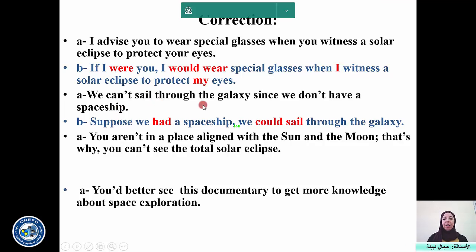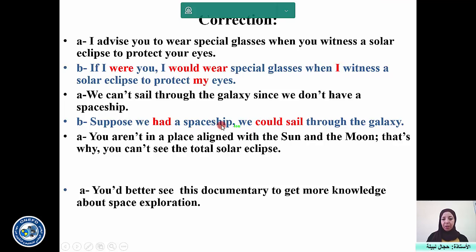We can't sail through the galaxy since we don't have a spaceship. Okay, what is expressed in this sentence? It is cause. Since can be replaced by because or as. Okay? Now, this cause can be expressed in a conditional type 2 in this way. Suppose we had a spaceship, we could sail through the galaxy.